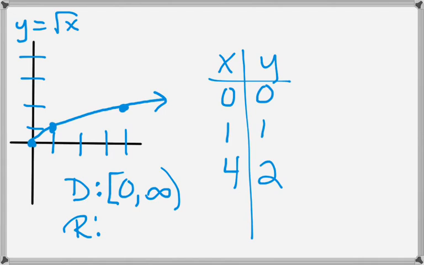Now the range is not going to be all reals this time. For example, we don't see any negative y values on this graph because it's starting at the origin and going up. So we don't have any negative y values, but 0 appears on the graph at that first point that we plotted. And if you pick any positive y value, you can find a point on this graph with that y value. So the range is all numbers that are greater than or equal to 0.